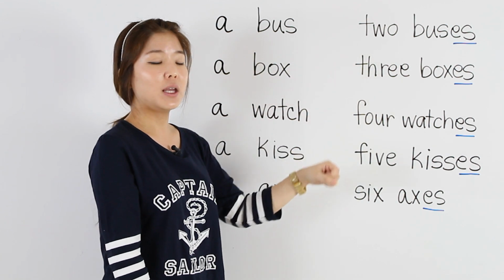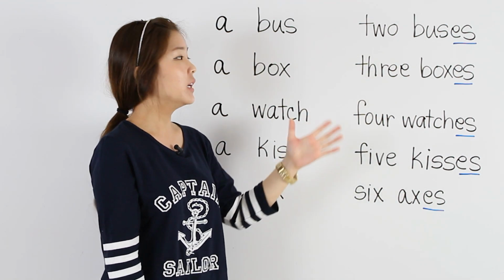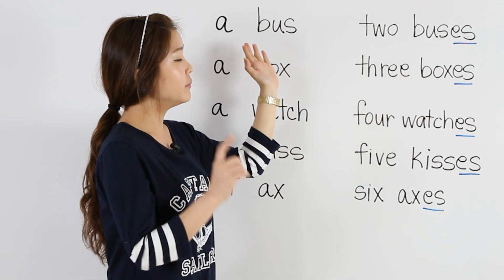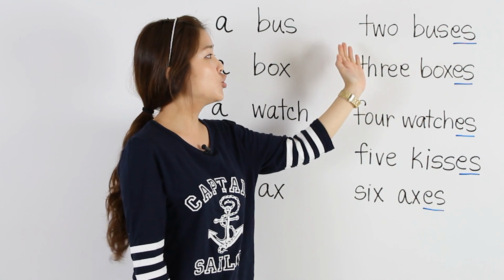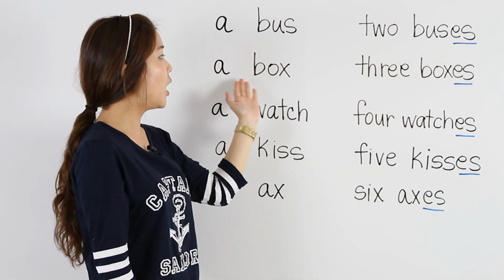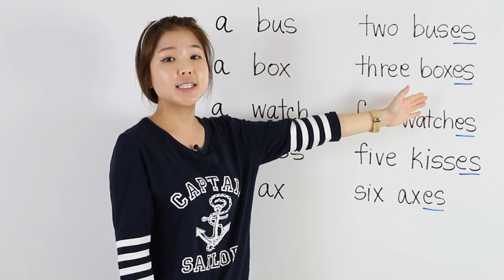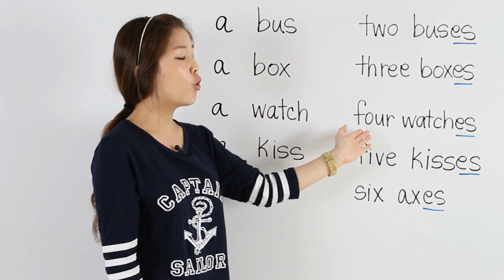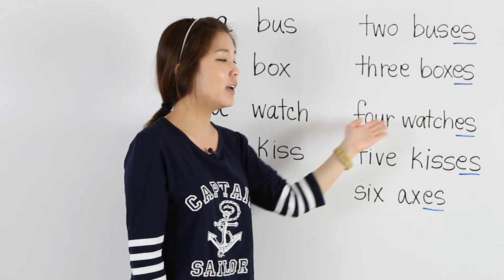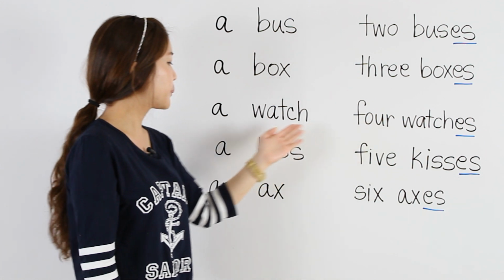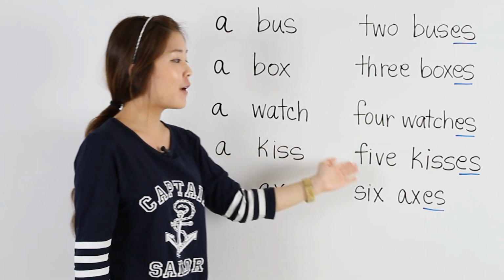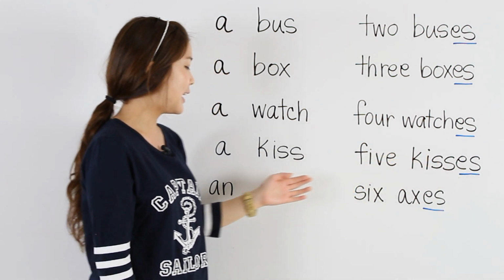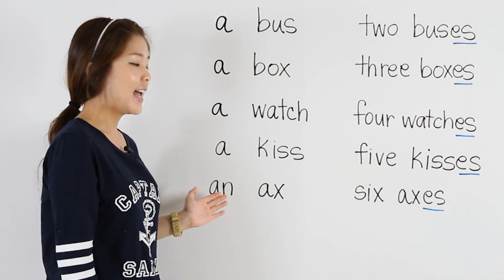Remember, again, to make them plural or more than one, here we add es. Okay? A bus. 1. 2 buses. A box. 3 boxes. A watch. 4 watches. Yes, right? A kiss. 5 kisses. Add the es. And the last one, an axe.